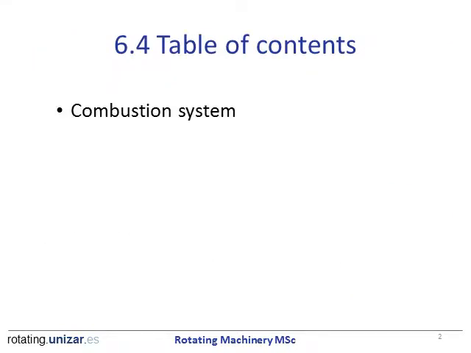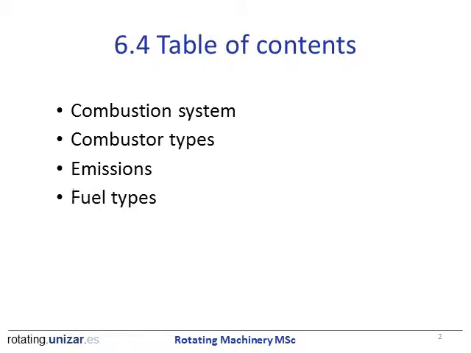The first thing we're going to see is the combustion system, and after that we'll see different types of combustors that are often used. And once we have covered the specifics of the combustion, we will get into the emissions, which is a very important topic nowadays because of environmental concerns.